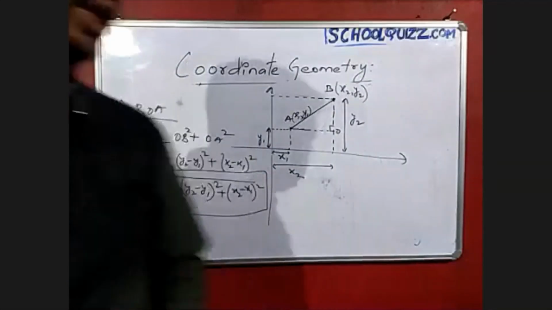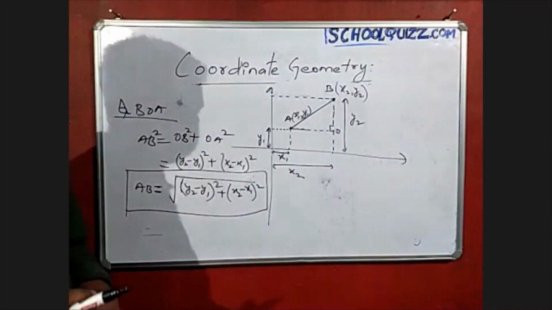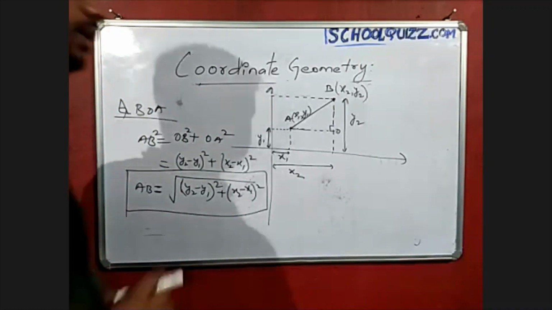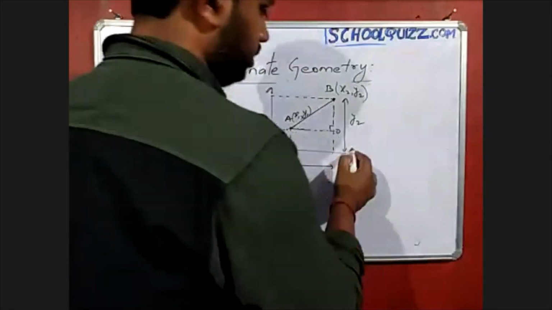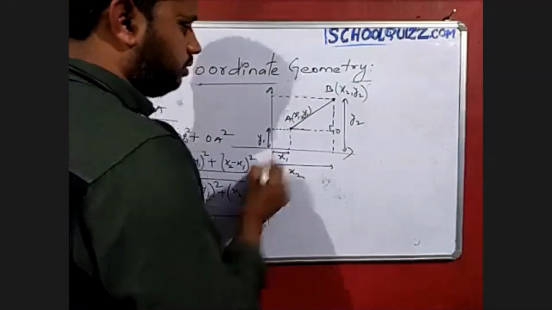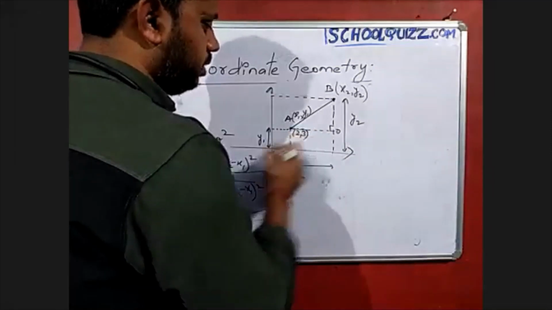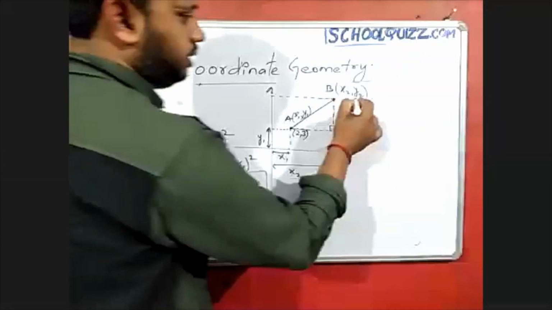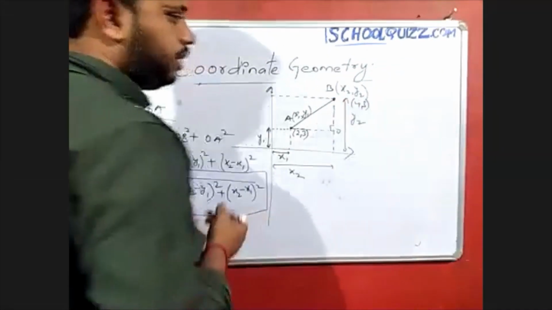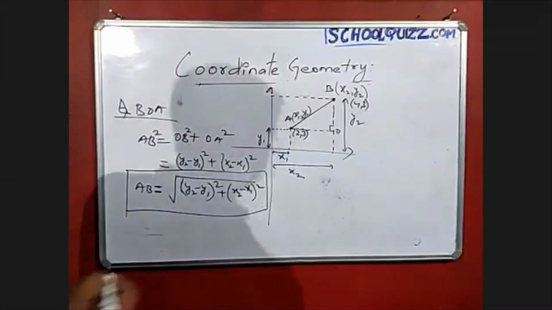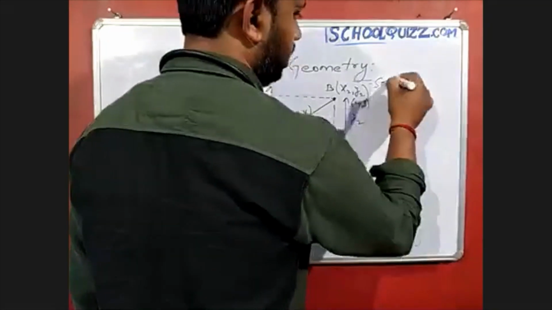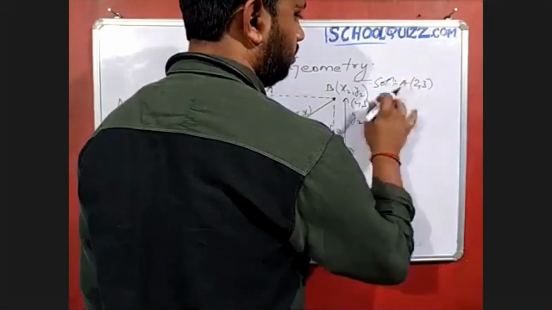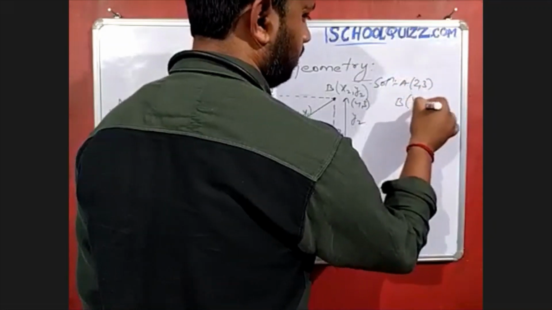Let's do one problem, and based on that we will see how to identify the distance between 2 points. Let A be the point 2 comma 3, which we plot in the coordinate system, and B be 4 comma 5. So the coordinates given are: A is 2 comma 3 and B is 4 comma 5.